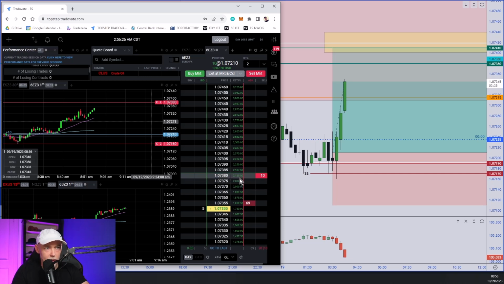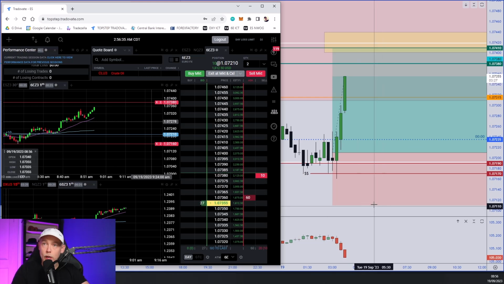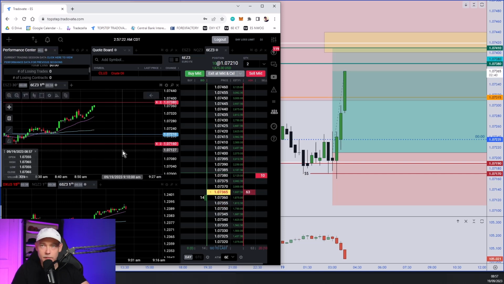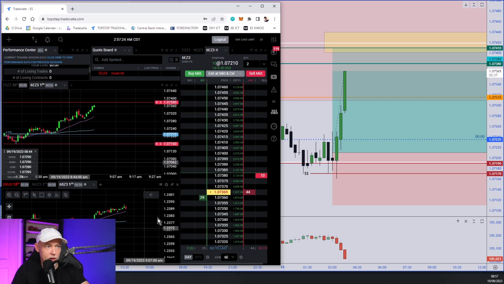2,125 sitting there. 10 contracts waiting to be taken off. This trade is part of a Topstep challenge. Okay, so this is simulated funds here that we're looking at, guys, which is important to note. Okay, just coming into target there now, guys.